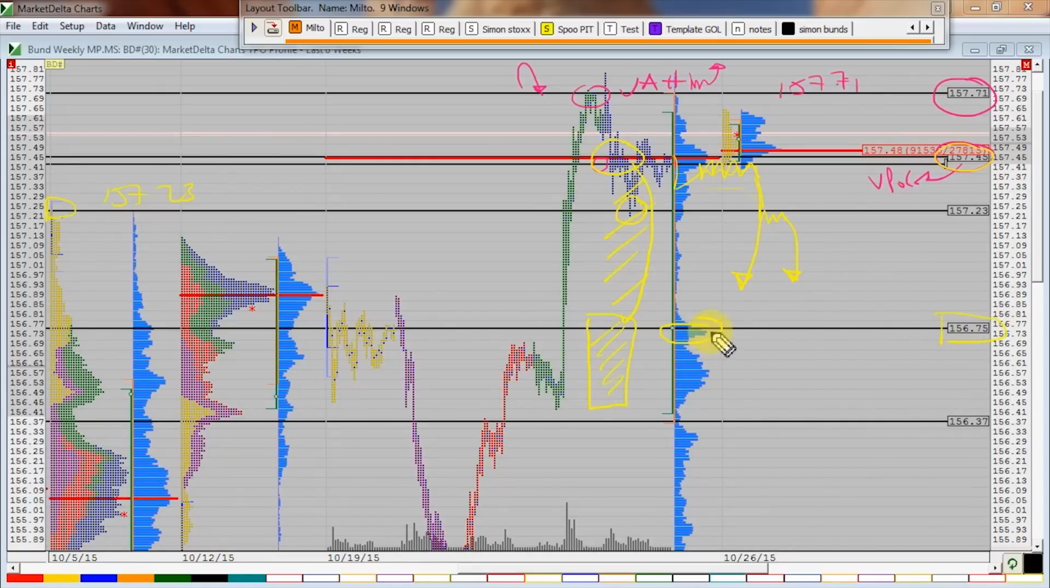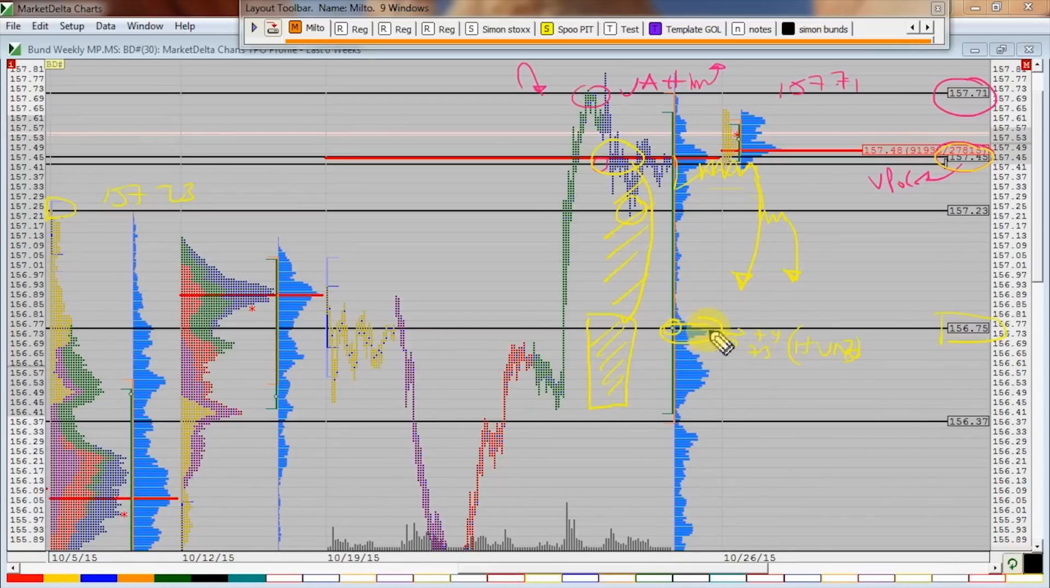157.75. Just below there, at the 74s and 73s, these levels in here, that is our high volume node or nodes. And our 50% of the week is at 156.75. So the 50% and a high volume node comes in at a very interesting level.